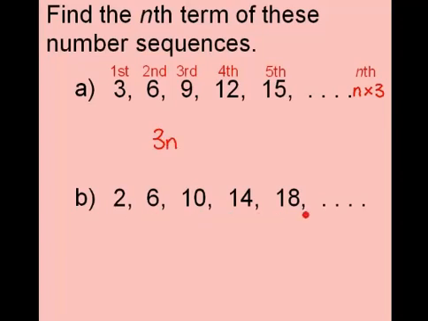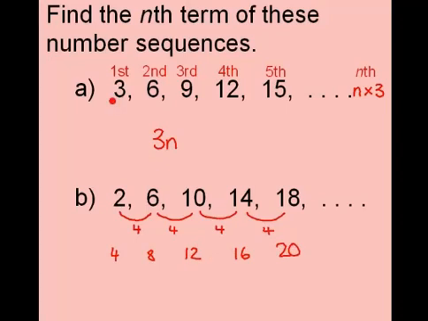This question is more tricky. So the first thing I do is look what it's going up by every time, and I can see that it's going up by 4. That means it must be related to the 4 times table. My 4 times table looks like this: 4, 8, 12, 16, 20.